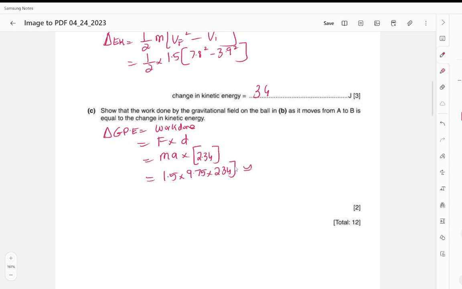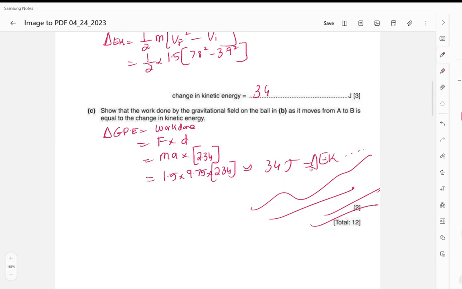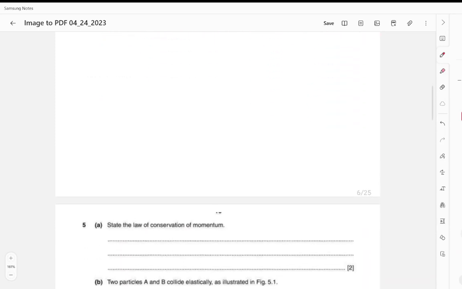So this is actually equal to 34 joules, which is actually equal to the change in Ek. So yeah, my God, हो गया ये वाला question भी.